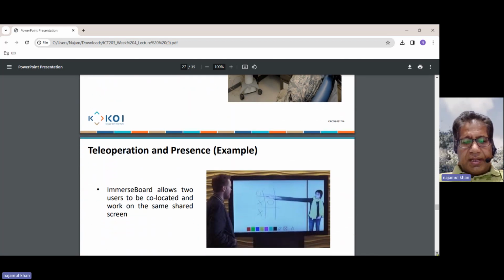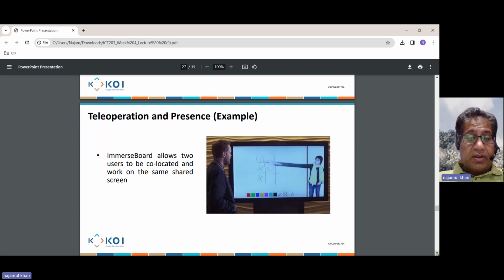Teleoperation and presence. Guys, you can see here this is an immersive board which allows two users to be co-located and work on the same shared screen. So you can see this is kind of a new technology as well. Two users, co-located, are sharing a screen, which is also a very powerful technology which is emerging. So a lot of things are happening from a design perspective as well.